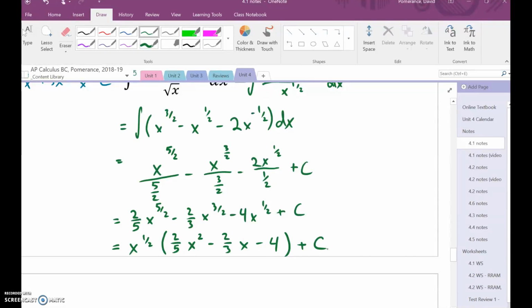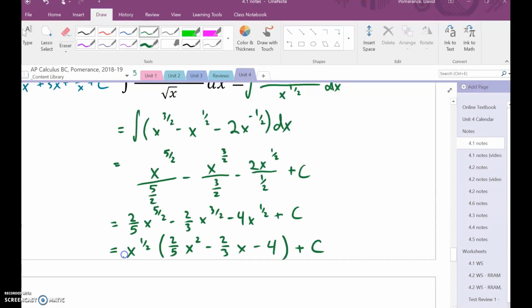That's a fairly important thing to do, because we're not multiplying our constant by that x to the 1/2. So, at any rate, that is one form of your final answer. You could also find a common denominator there and combine terms, but I won't spend time doing that. So those are some examples of the inverse power rule.